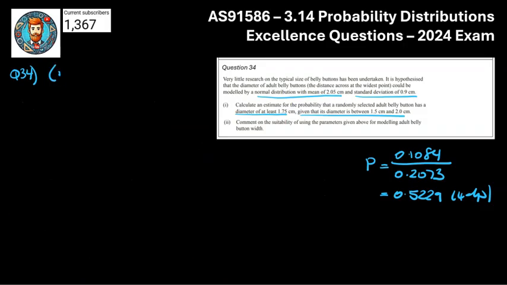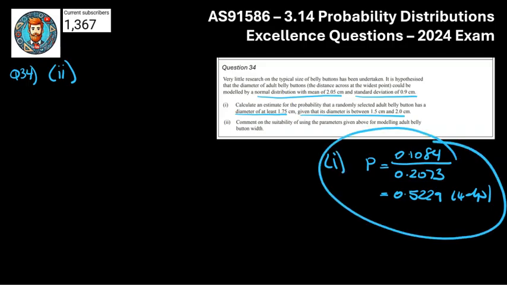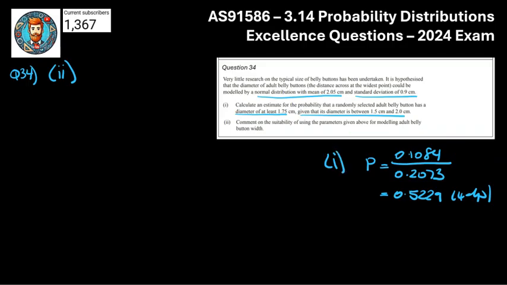We're now onto the II part. I've left my actual answer for I over here, just so we can refer to that if we need to. But the next question is, and this is to wrap up the excellence mark because you needed both I and II to get excellence: comment on the suitability of using the parameters for modeling belly button width.